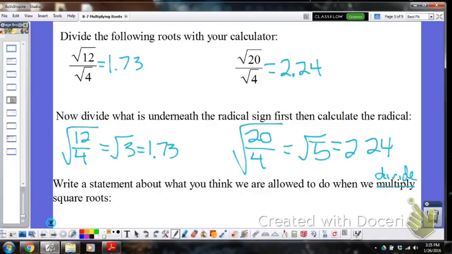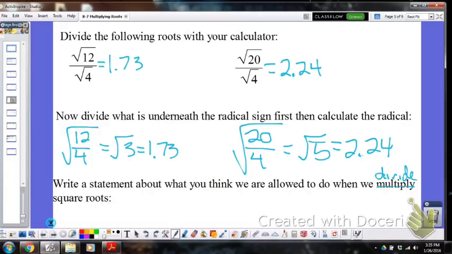So when you divide with your calculator, you should have gotten 1.73 and 2.24. Now, whenever you divide what is underneath the radical sign first, you'll have root 12 over 4. Well, 12 divided by 4 is 3, and root 3 is also 1.73. And then you also have root 20 over 4. Well, 20 divided by 4 is 5, so we'll have root 5, which is also equal to 2.24, so the same as we did before.